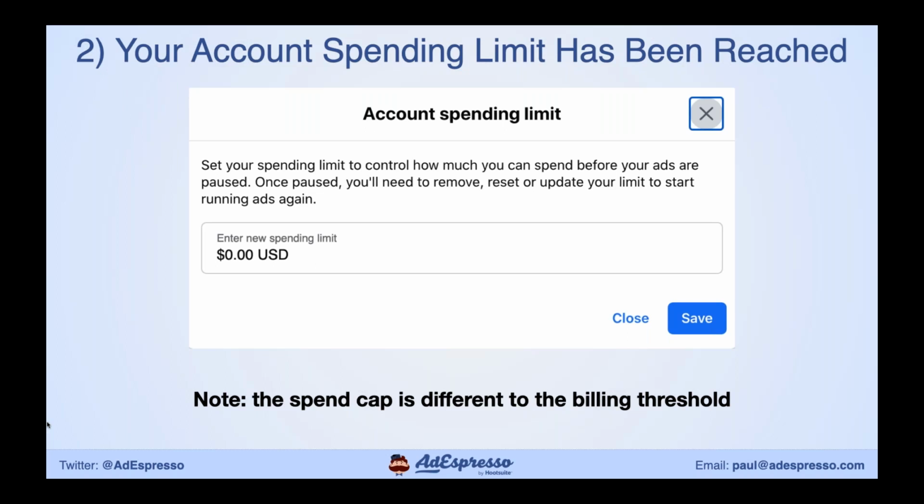So maybe Facebook has said, we're going to bill your ads every $1,000, but you might put a spend cap in that says, I want my ads to stop after $100. So just check that there. Sounds simple, but again, so many times people get caught out with this, especially new advertisers that aren't used to the little quirks of the way the Facebook settings work.